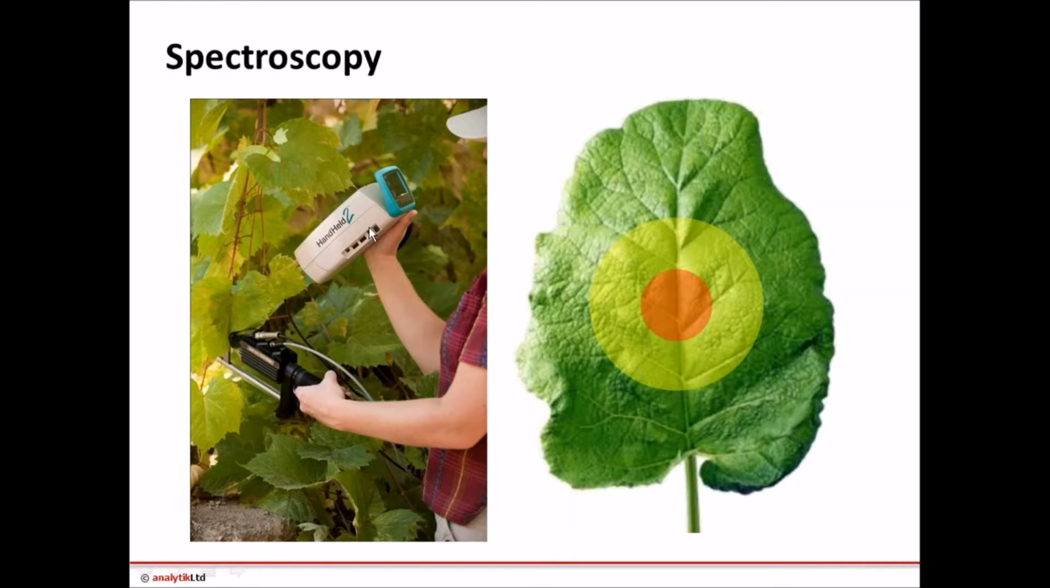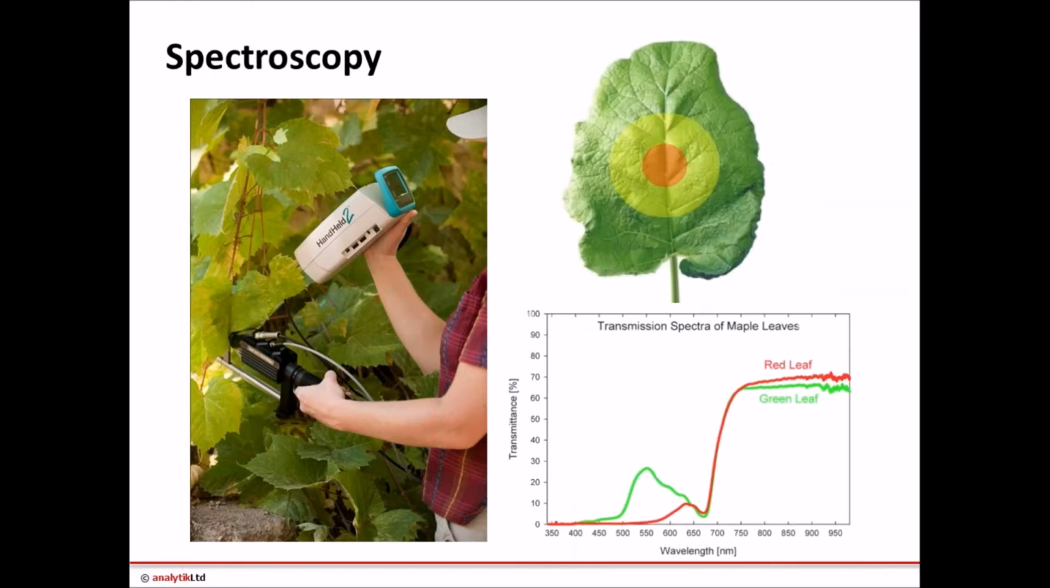This is a visual range light, and we get an awful lot of information from that. This is a widely used technique in all sorts of areas. You get a spectral signature for that leaf. You can see here the green line represents a green leaf, and the red line is a red leaf, and we can tell whether it's red or green from the spectral signature.